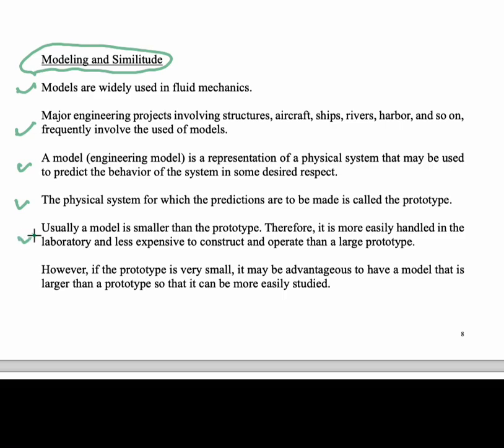Usually, a model is smaller than the prototype. Therefore, it is more easily handled in the laboratory and less expensive to construct and operate than a large prototype. However, if the prototype is very small, it may be advantageous to have a model that is larger than the prototype so that it can be more easily studied.